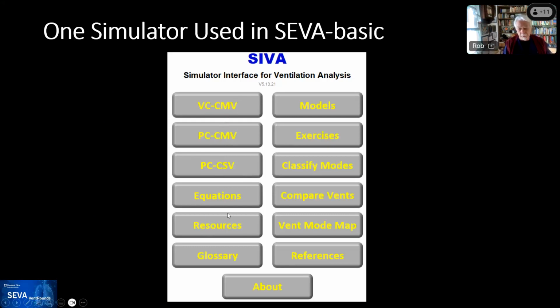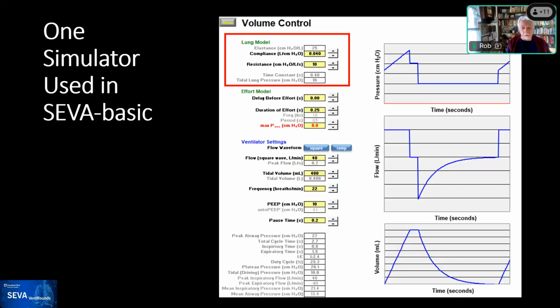And then these other buttons show you the equations, the mathematics behind the simulation, various resources, a glossary of terms, different models, certain exercises, and a lot of things you can do. But right now, I just want to focus in on these buttons here that show you what the simulator can do. So if you press volume control, for example, you get a screen that looks like this.